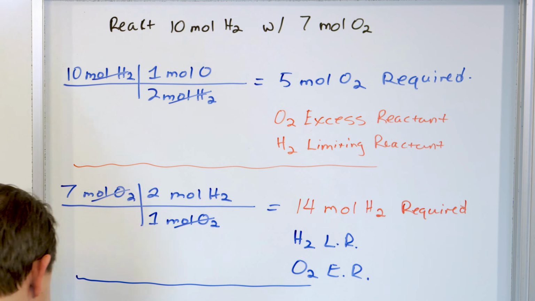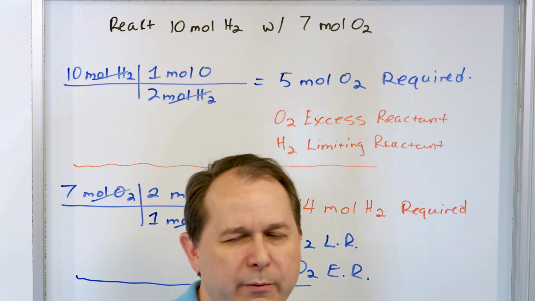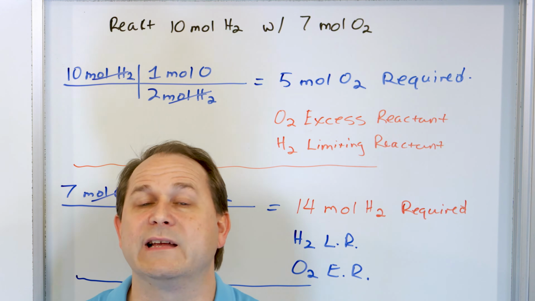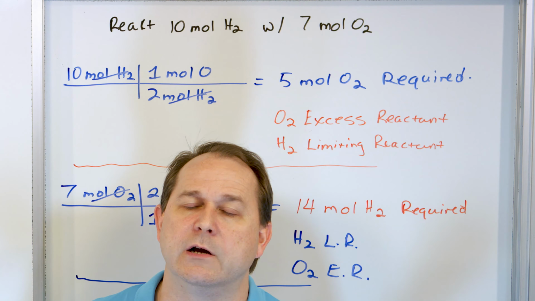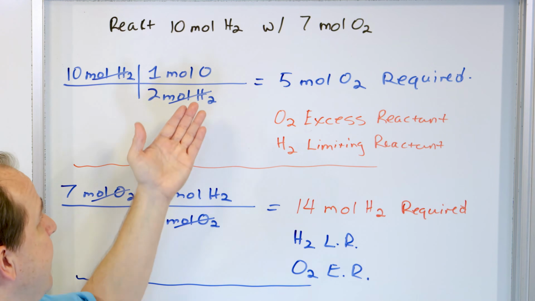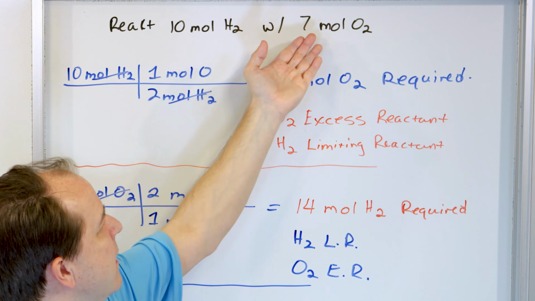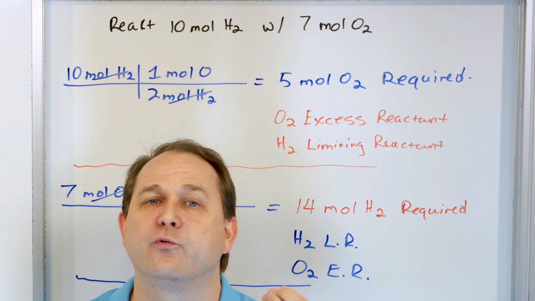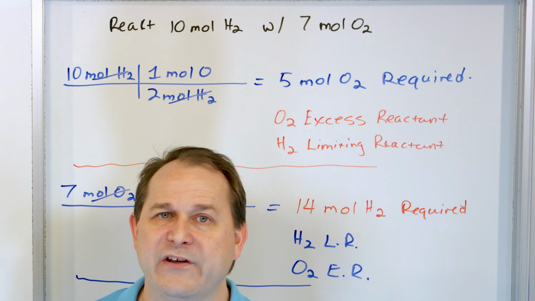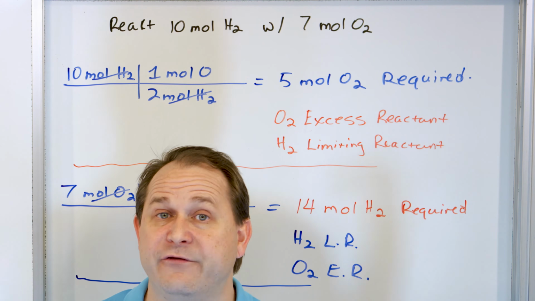All right? Now, the natural question that you always ask in chemistry is, once you know what the limiting reactant is, how much product will form? In this case, the product is water. So if I just told you, hey, 10 moles of hydrogen is mixed with 7 moles of oxygen in a reaction vessel, how much water will form? Well, first thing you have to know is which one's going to run out first. We just figured that out.